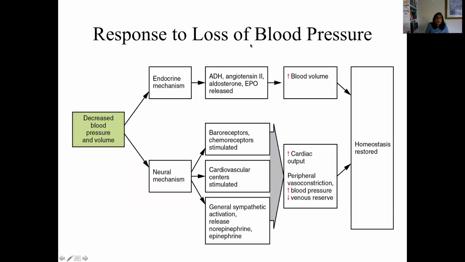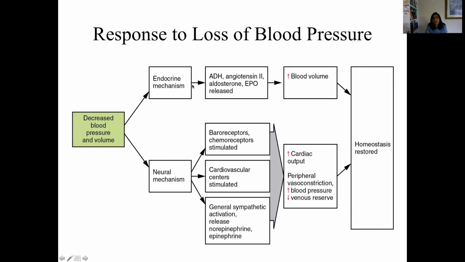So when the blood pressure and volume are decreased, what kind of mechanisms are turned on is what is summarized here. Neural mechanism and endocrine mechanism. For the endocrine mechanism, there is decreased blood volume and decreased blood pressure, so we need to increase them. So we need ADH, which reabsorbs water from the kidneys, it adds volume, and therefore blood pressure.